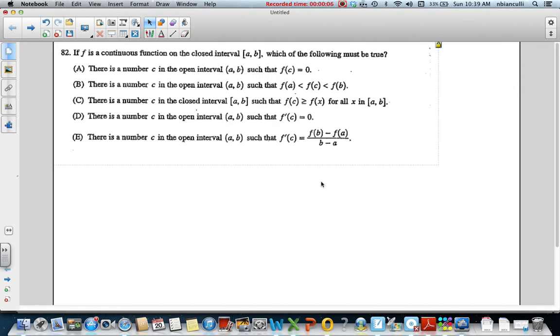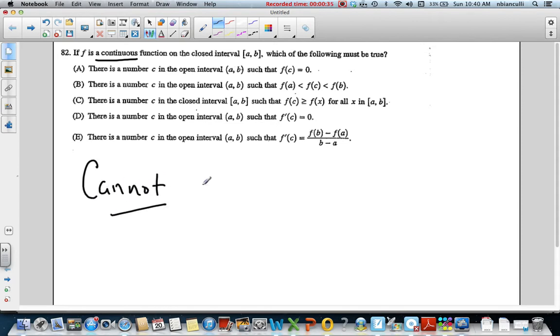Hi everyone, this is our video for test 4, the problems past number 82, I believe, so 82, 84, 86, something like that. So this says, if f is a continuous function on the closed interval a to b, which of the following must be true? So really all they told you was the function was continuous. They did not tell you, and this is really important, we cannot assume that f is differentiable.